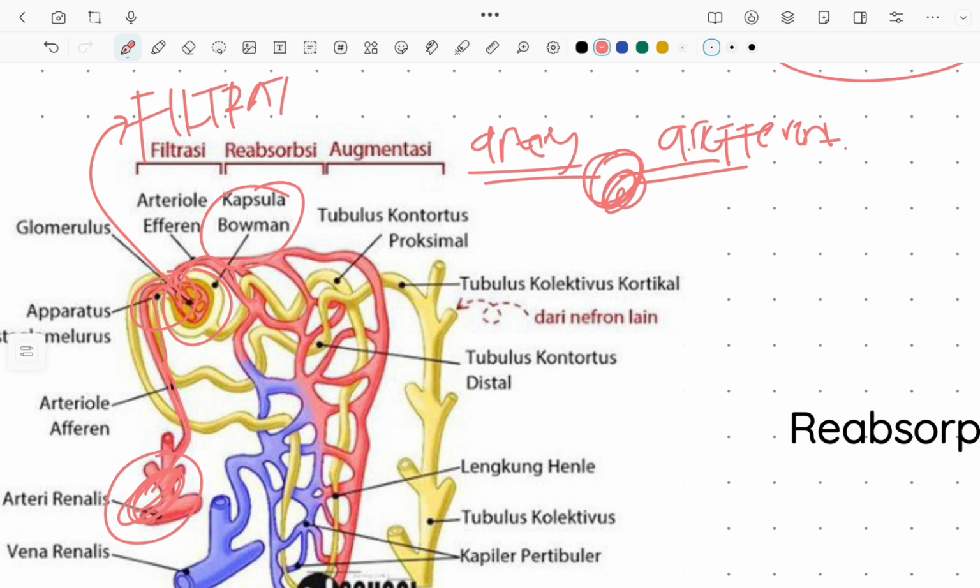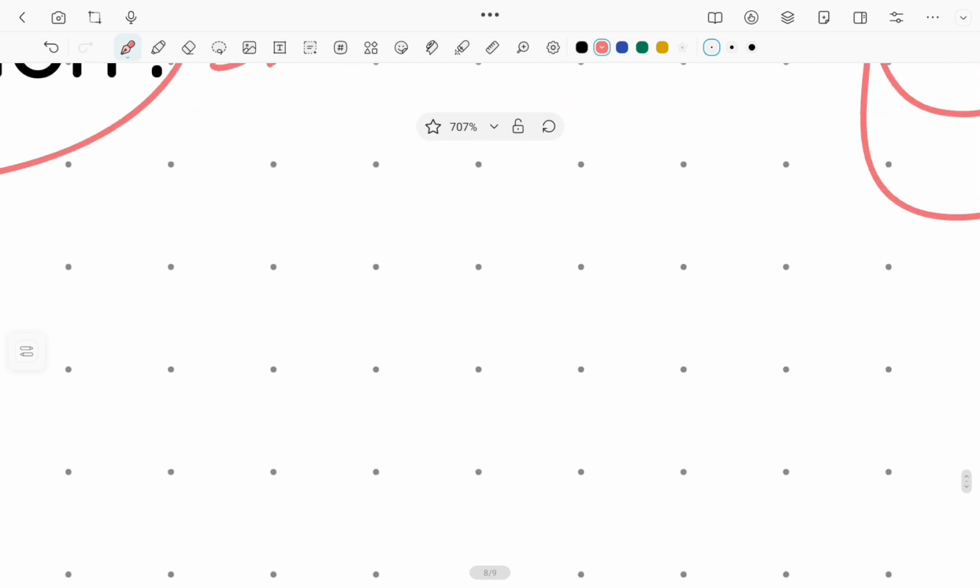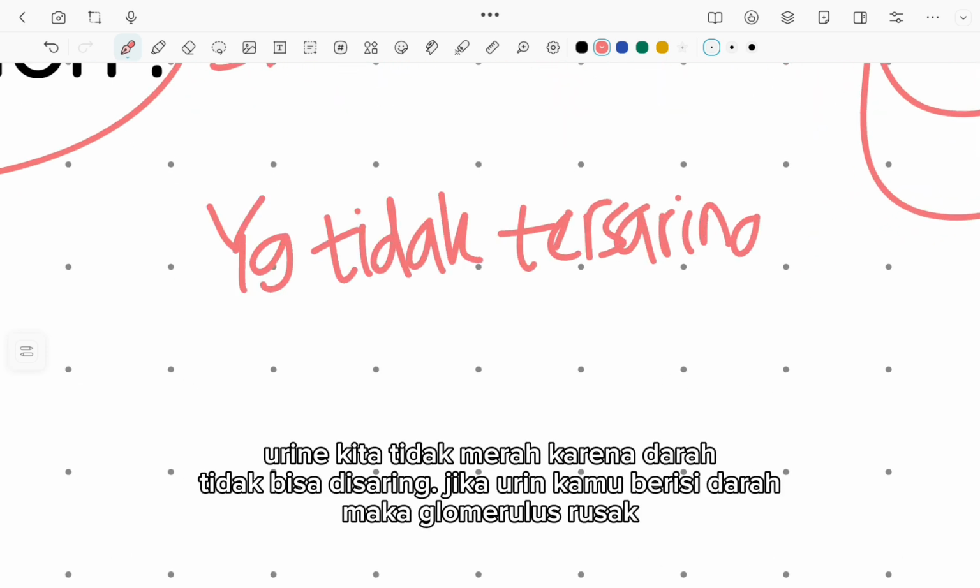Only one fifth of the blood enters the Bowman capsule. However, blood cells and proteins in the capillary cannot penetrate it.